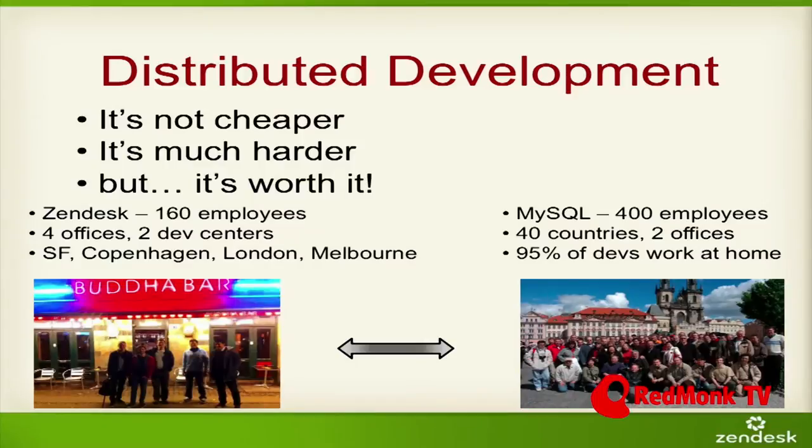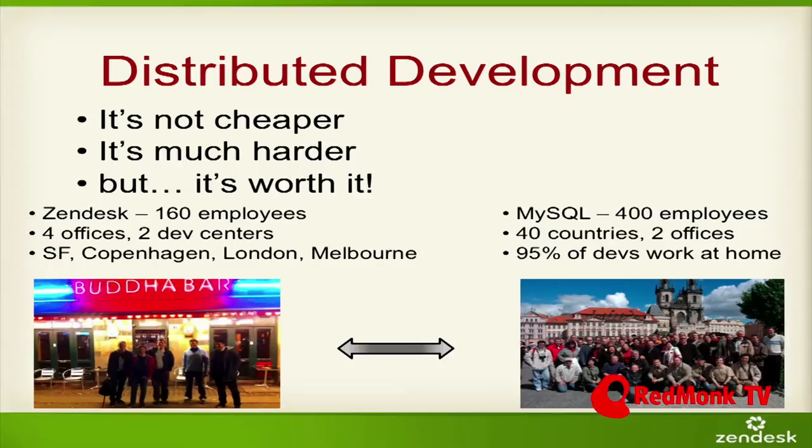So just a couple points on Zendesk. A year ago we were about 60 employees. Now we're about 160. We have 4 offices. We have the office here in London for Europe. We have another office in Copenhagen where we do a lot of development. That's a picture of the first crop of the Denmark team. We have a team in Melbourne, and we have a large crew in San Francisco.